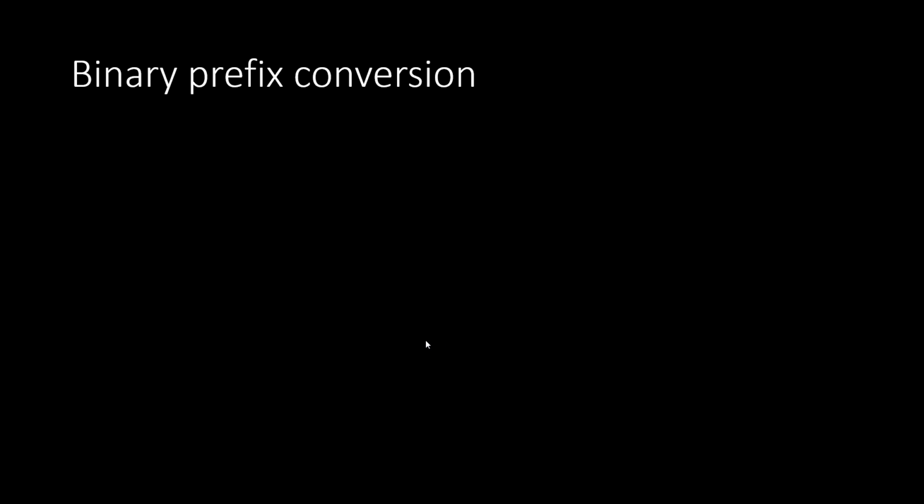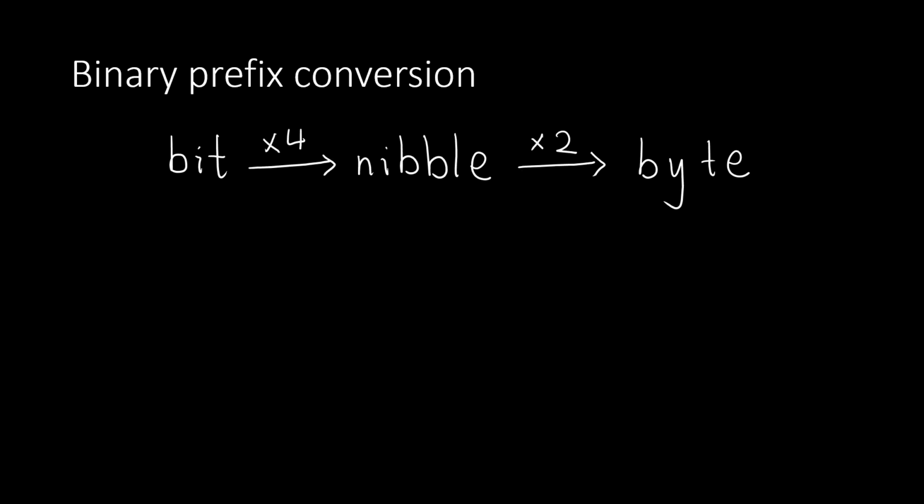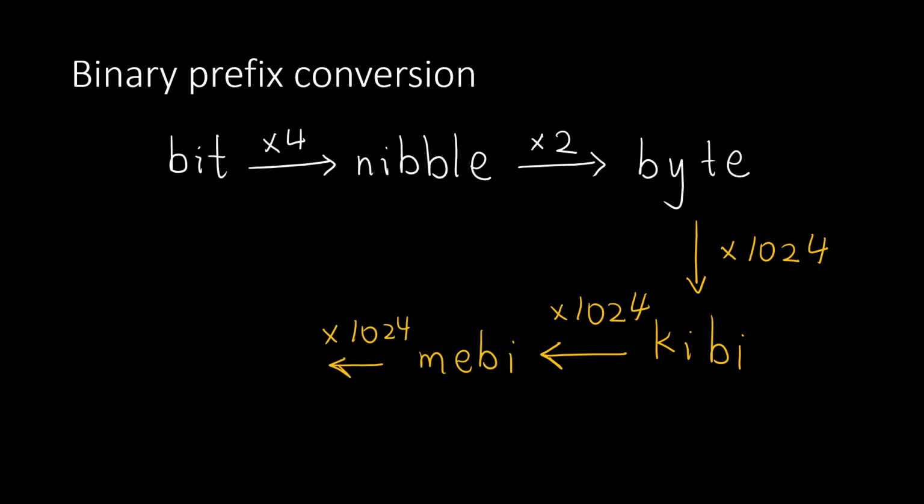And now we are going to see how the binary prefix conversion works. So from the smallest unit, bit, if we times 4, we get nibble. If we times 2, we have byte. And from byte to kibibyte, we have 1024. From kibibyte to megabyte, we have 1024. And from megabyte to gigabyte, we have 1024. And from gigabyte to terabyte, we have 1024. So all of these units are growing in the same order as in physics, but instead of 1000, we use 1024.